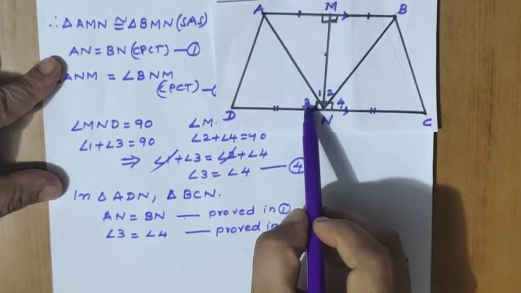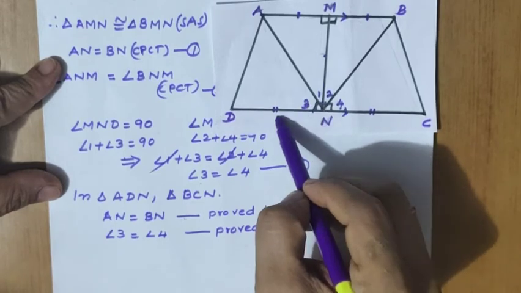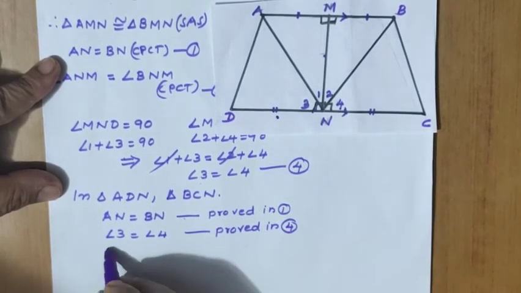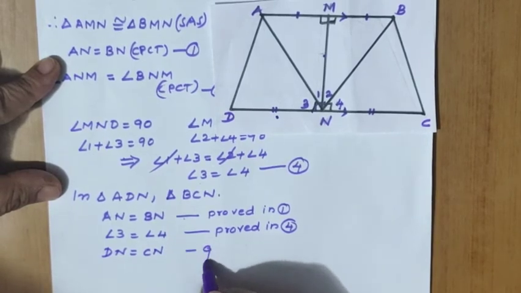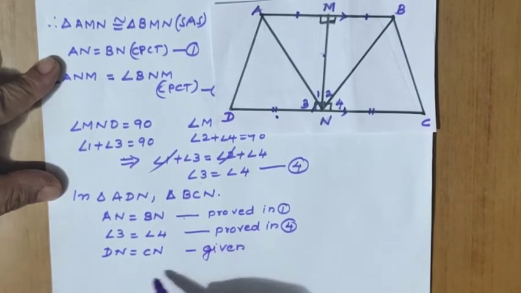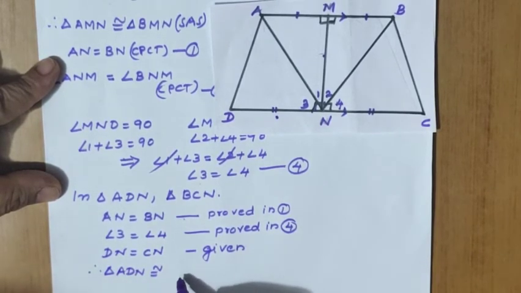So we got angle here and we have got AN here. That means the included angle. So DN we can go for naturally. So DN equal to CN. That is given. So triangle ADN is congruent to triangle BCN.